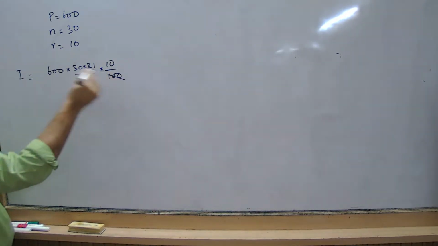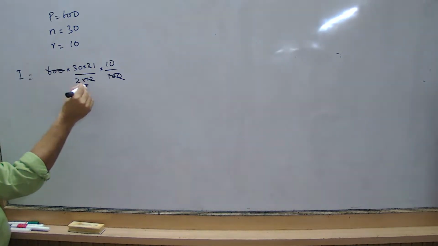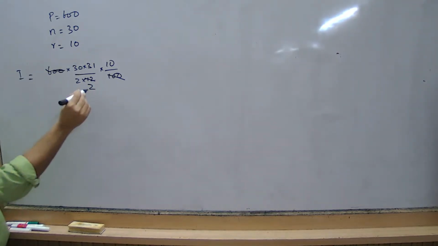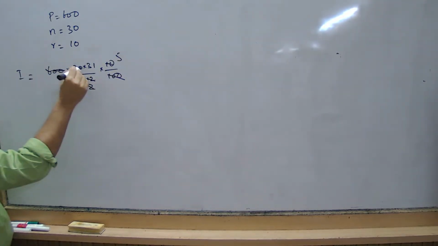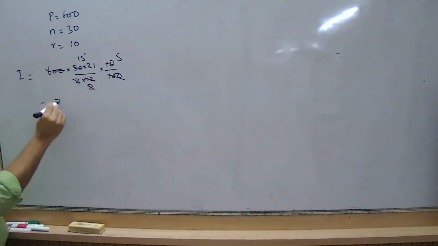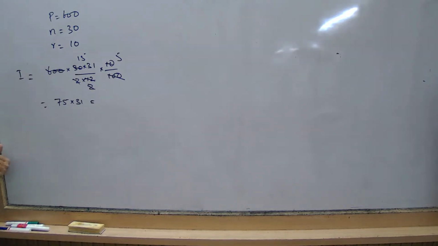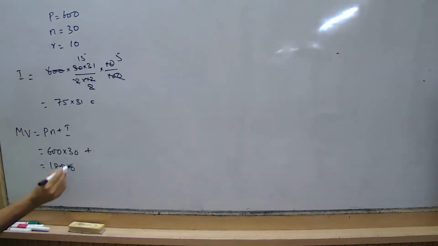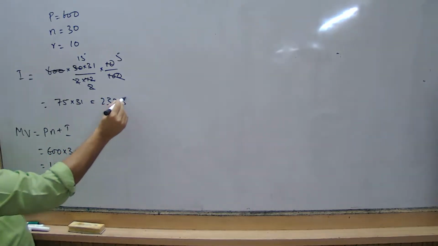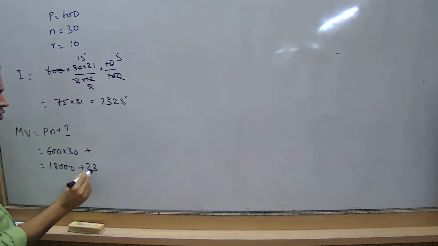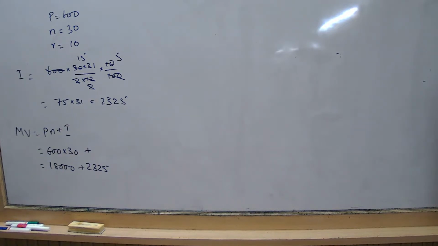I can't understand what the problem is. That is equal to 15 into 5, 75 into 31. This is very difficult to multiply. Then the maturity value, Pn plus I, is equal to 600 into 30 plus the interest value, 18,000 plus 2325. Is it so difficult? Why do you people take a lot of time?